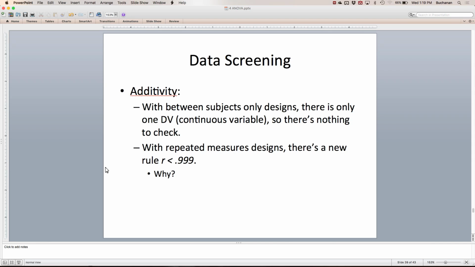This is really the only issue. Okay. And so the answer to why here is because it's the same people over and over again, so we expect them to be correlated, but we can't have it be perfectly correlated at one or it will not run. Okay. You will get a matrix not defined error, or something to that effect, depending on what day it is.